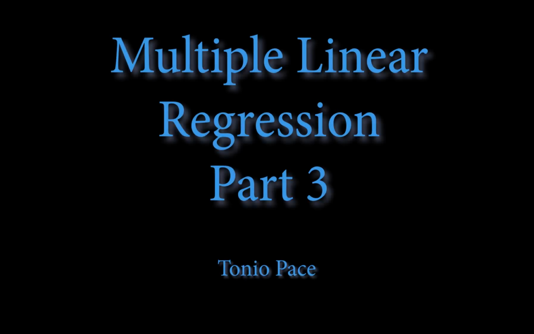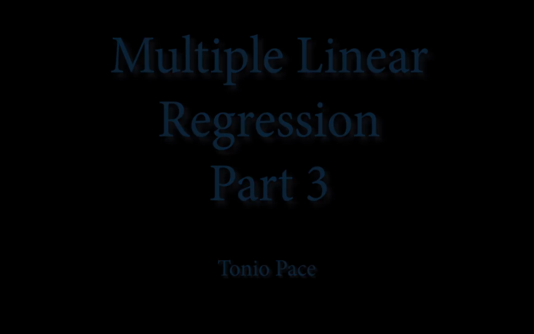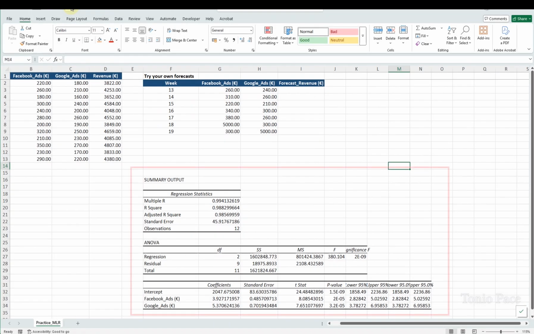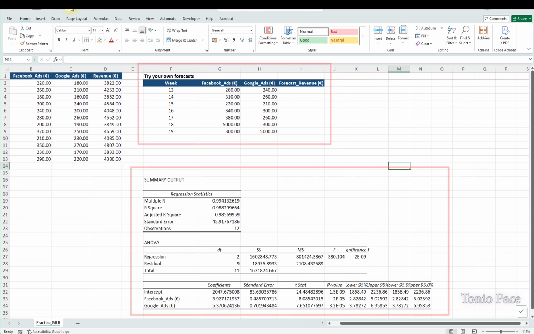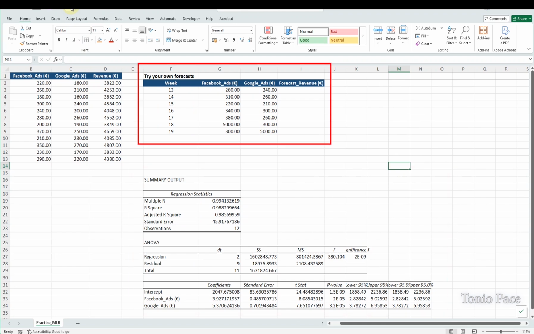Making forecasts using multiple linear regression. Part 3. In our last lesson, we created the multiple regression analysis results. We will now use these results to predict the revenue for weeks 13 to 19.